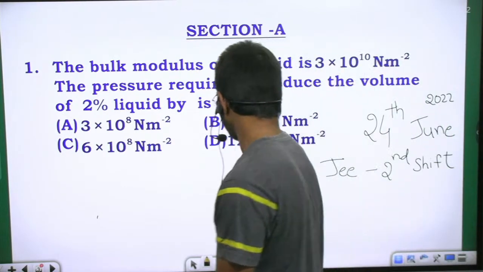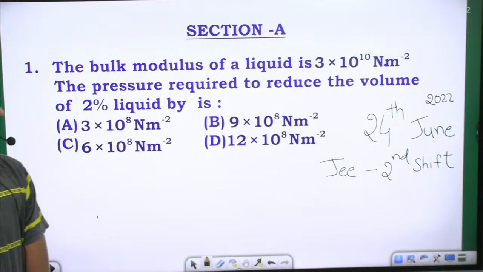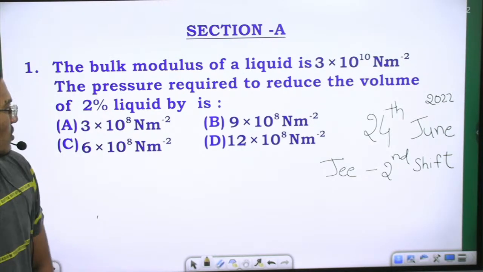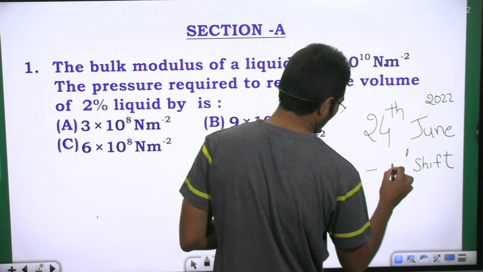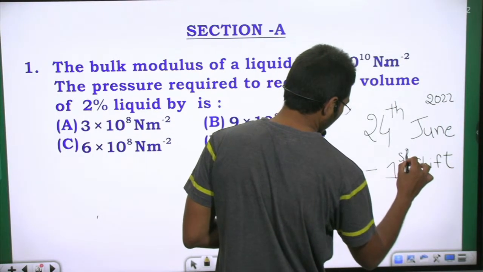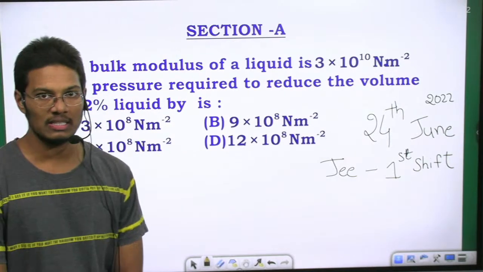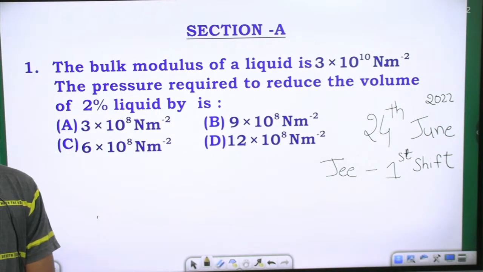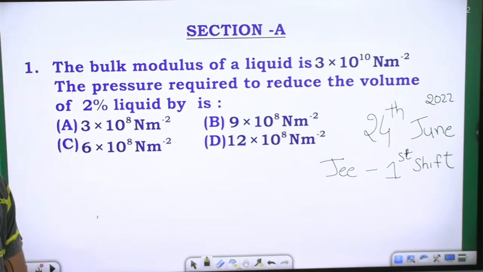So before getting into the session, yesterday we discussed 24th June JEE, sorry, this is first shift. So this is 24th June first shift that occurred in the morning. Yesterday we discussed 24th June second shift. So now let's get into the session.